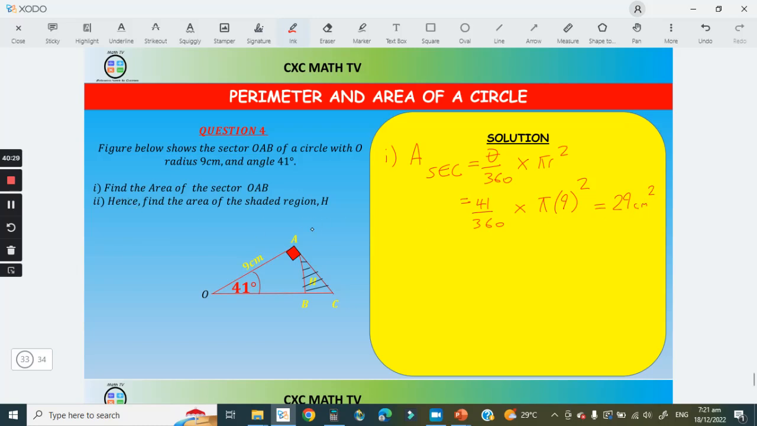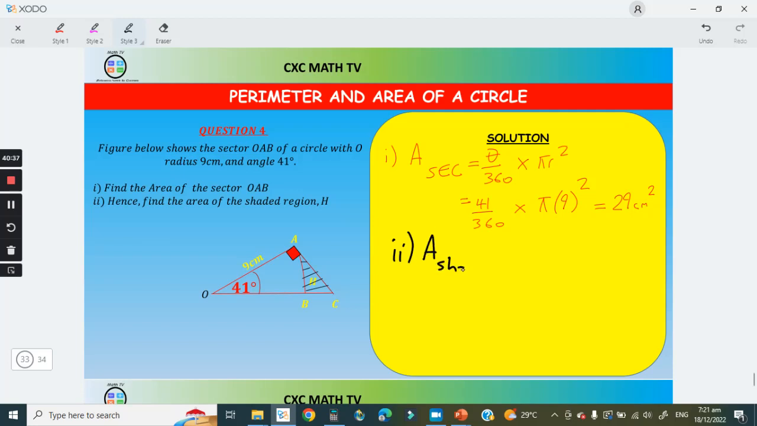Next thing it says, hence find the area shaded. Now, guys, this is so easy. Why is it so easy? Part 2. Find the area of the shaded part. Isn't that just the area of the triangle? See, I have a triangle here. If you find the area of the triangle and then you subtract out the area of the sector, you subtract out this piece, what are you left with? You're left with the area shaded. So that's also minus the area of the sector. Then that gives us the area shaded. So all we need to do is find the area of the triangle first.